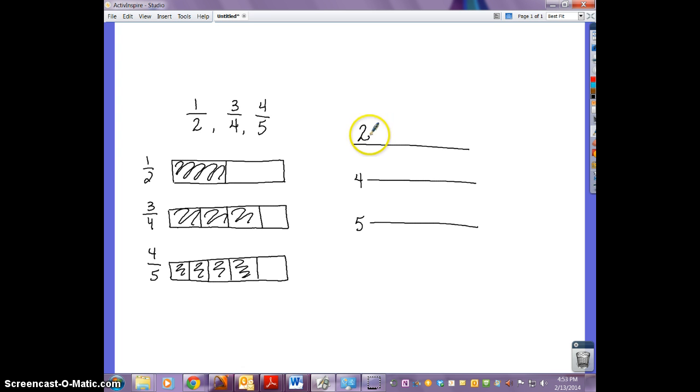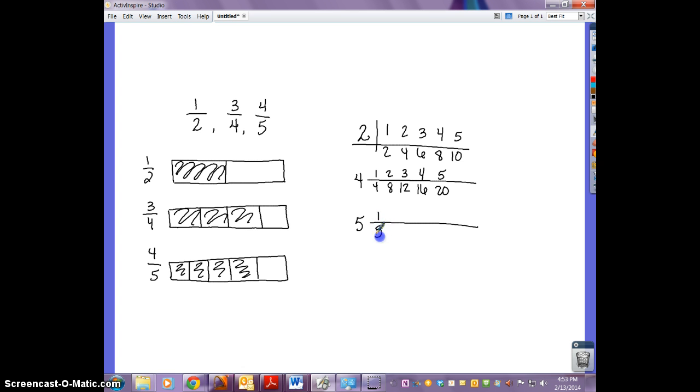So I start here. 2 times 1 is 2. 2 times 2 is 4. 2 times 3 is 6. 2 times 4 is 8. 2 times 5 is 10. I'm going to go out to 5 and stop right there and move to the next one. 4 times 1 is 4. 4 times 2 is 8. 4 times 3 is 12. 4 times 4 is 16. 4 times 5 is 20.